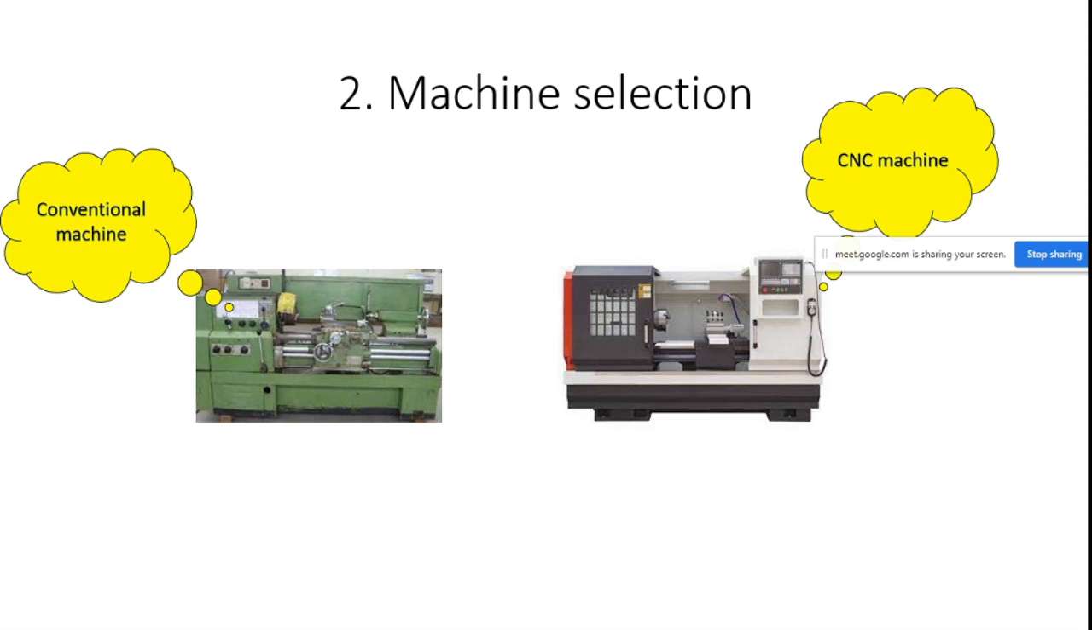After that, which machine is used to produce that component? In the machine shop floor, there are conventional machines and CNC machines available. If I want to produce the component with job shop production, I can utilize conventional machines, but if I need to produce the component with mass production, I need automation in machining operations. For that reason, I may utilize computer numerical control machines.